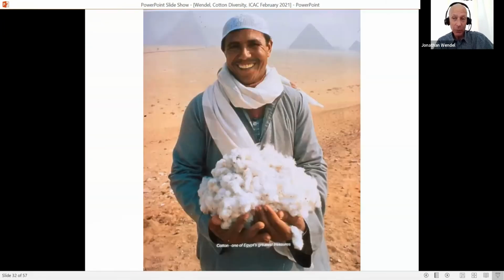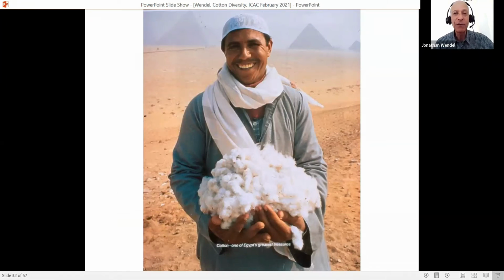And then we're spread worldwide. You can see here, this is a picture I stole from a men's clothing catalog. And this gentleman is holding Gossypium hirsutum, and it says cotton, one of Egypt's greatest treasures. Well, it's not native to Egypt. This is a post-colonial introduction where cotton spread worldwide. And what I like so much about this slide is if you look in the background, you'll see we are no longer in the New World.